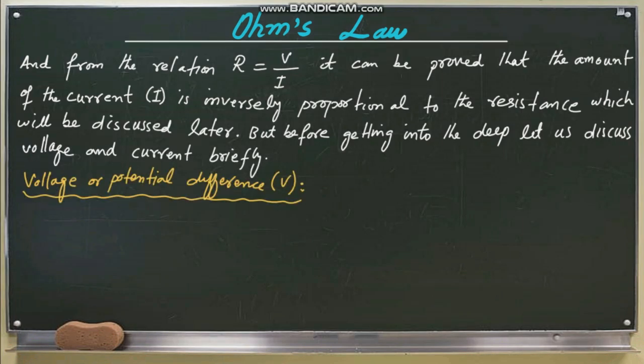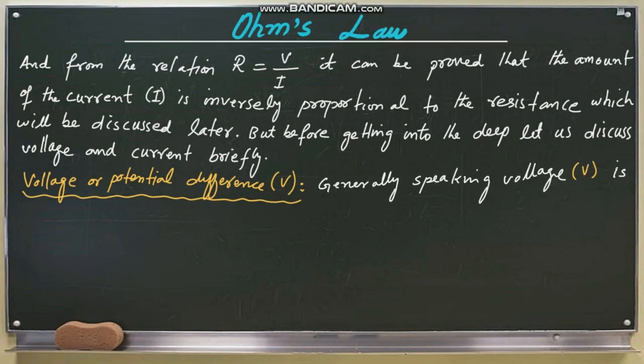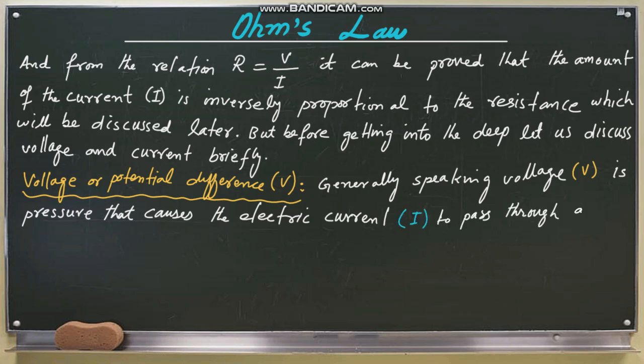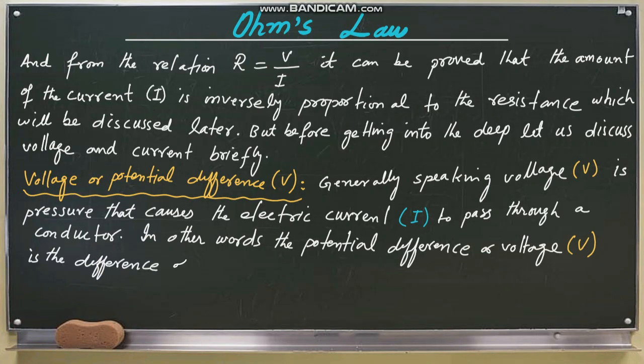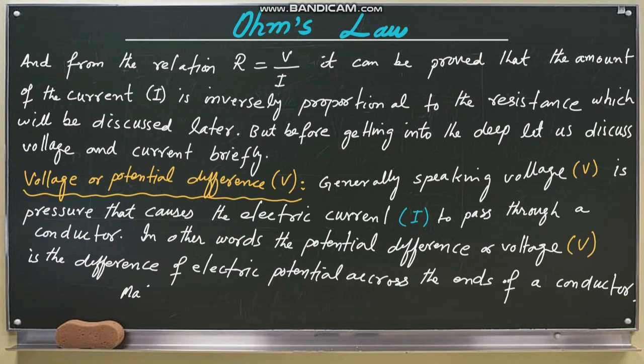Voltage or potential difference. Generally speaking, voltage is a pressure that causes electric current to pass through a conductor. In other words, the potential difference or voltage is the difference of electric potentials across the ends of a conductor. Mathematically, potential difference equals current multiplied by resistance.